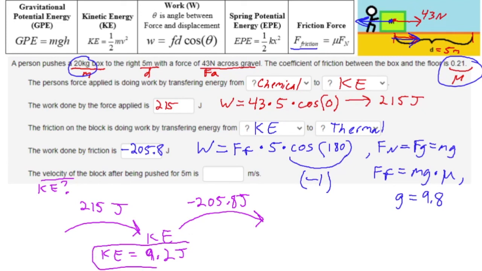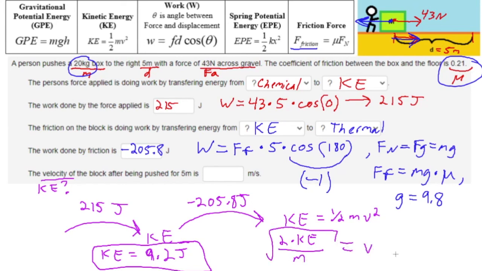Once we figure out the kinetic energy, it's just a piece of cake from here. All we have to do is write our kinetic energy equation, because we know kinetic energy is equal to 1/2 mv squared, and we can solve for velocity. So let's manipulate this equation to solve for velocity. So we get the square root of 2 times KE divided by mass is equal to velocity. Plug in our numbers and we find out that the velocity should be 0.96.